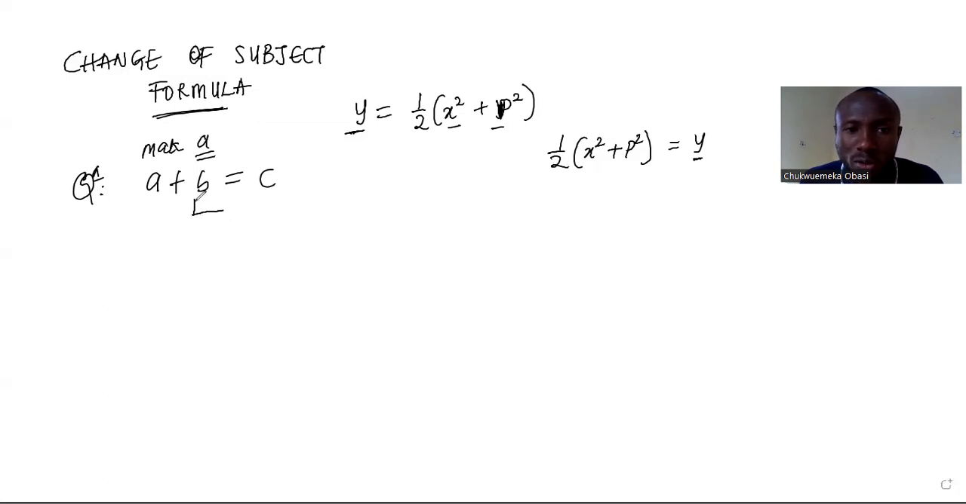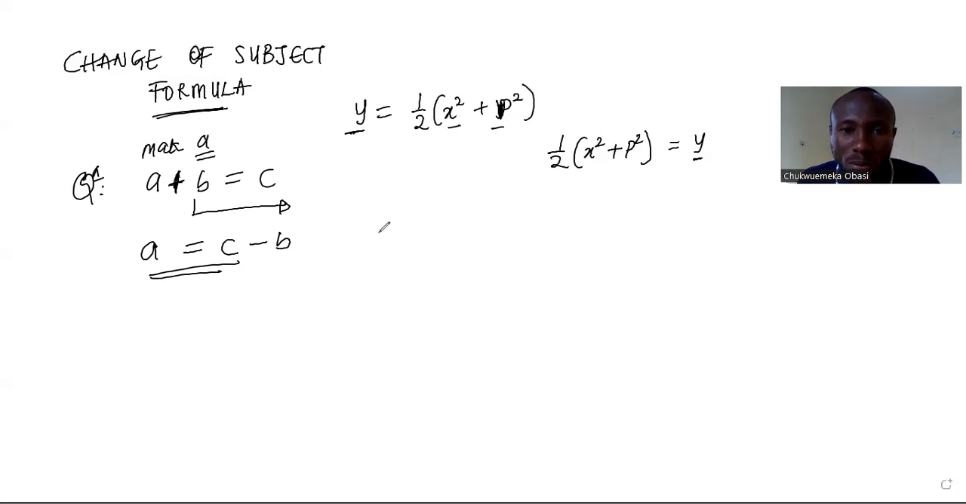If I subtract B from both sides, or rather if I take B to this other side, so I have A is equal to C minus B. B is positive here, so when it goes over, it becomes negative. And if you look at this equation, you can see that A is now the subject of the equation or the subject of the formula.